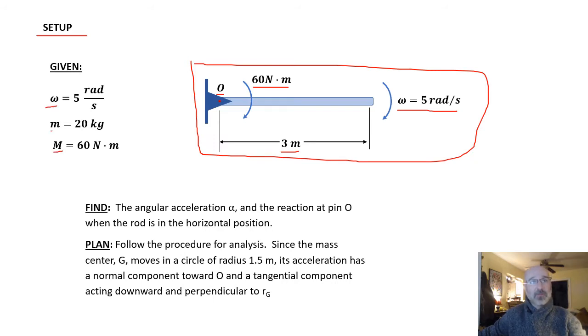And they also tell me in the problem statement my mass of the rod is 20 kilograms. So what are they asking me to solve for? Well, I need to find the angular acceleration, my alpha term. And I need to find the reaction at pin O when the rod is at the horizontal position that we're seeing up here in our initial diagram. I'm going to follow the same procedure for analysis that we talked about on the previous slide. That means we're going to need to find our center of mass and make a couple of assumptions, that this is going to be moving in a radius.